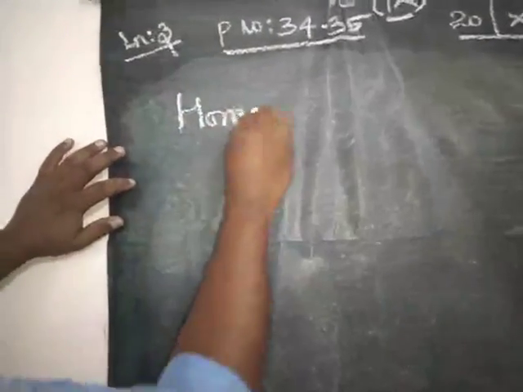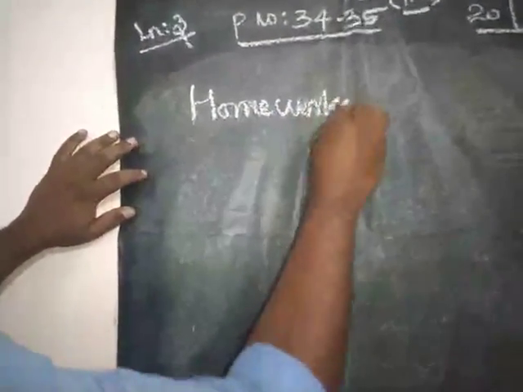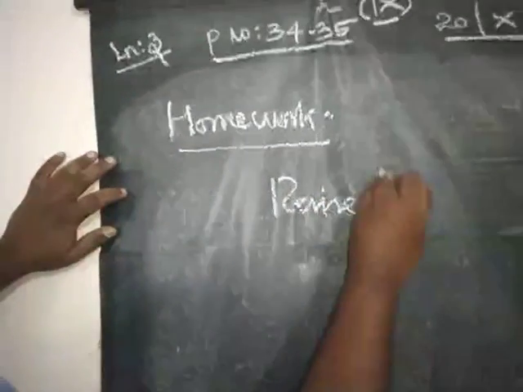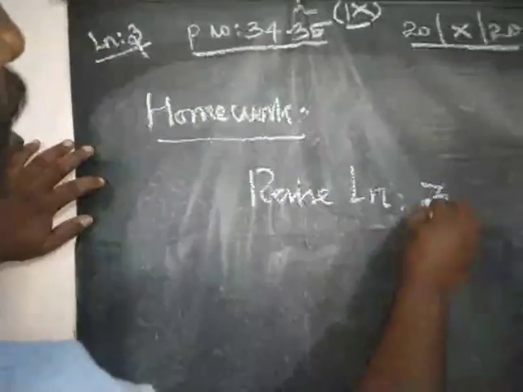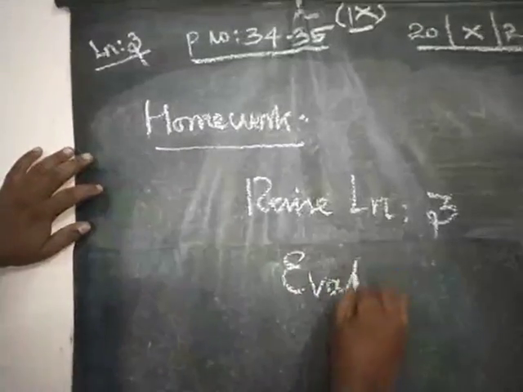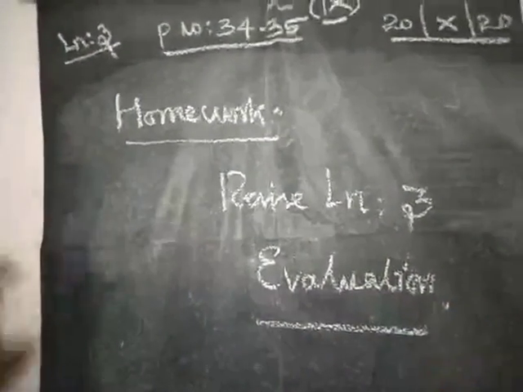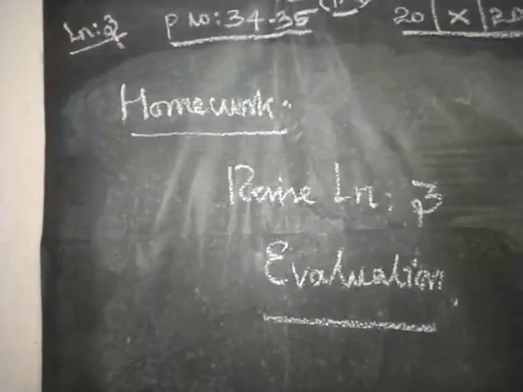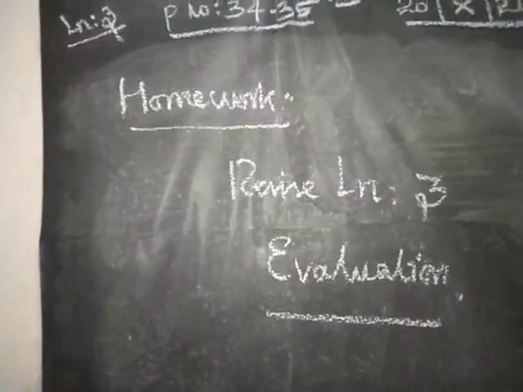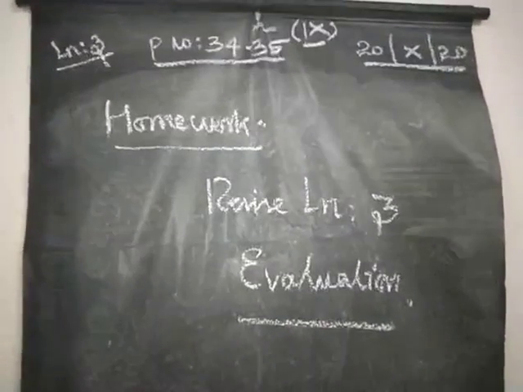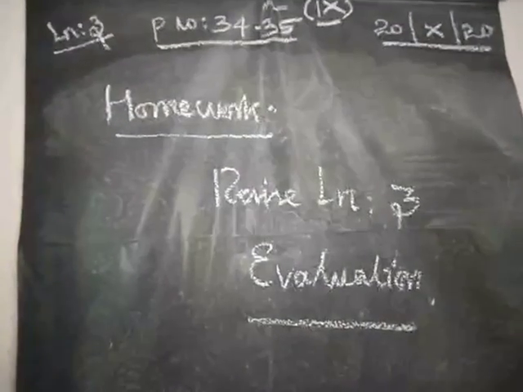Homework: revise lesson 3 evaluation. You have to write the answer alone. For one mark questions, write the answer alone, no need to write the questions. In the same way, for 2 mark and 4 mark questions, write the answers. For 7 mark questions, you just have to read, no need to write in your classwork note.